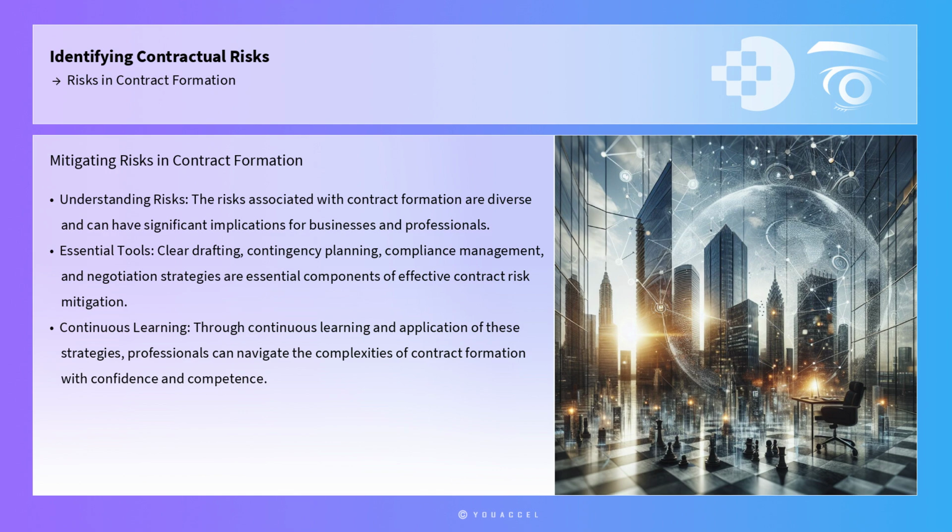In conclusion, the risks associated with contract formation are diverse and can have significant implications for businesses and professionals. By understanding these risks and implementing practical tools and frameworks, professionals can enhance their contract formation processes and mitigate potential challenges. Clear drafting, contingency planning, compliance management, counterparty assessment, negotiation strategies, documentation practices, and standardized review processes are all essential components of effective contract risk mitigation. Through continuous learning and application of these strategies, professionals can navigate the complexities of contract formation with confidence and competence.